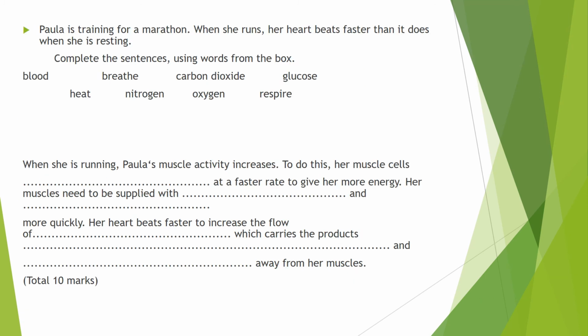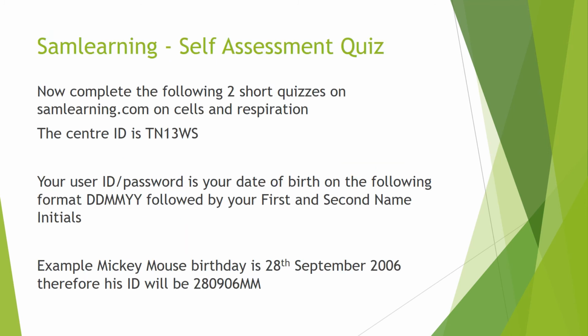And the second question I'd like you to do is email your answers to the 10-mark question to myself, Miss Rigoletto. That's A Rigoletto at knoleacademy.org. Thank you to those people that have already done it. You're already awesome. What I also want you to do is now have a go at the 2 self-assessment quizzes that go with this.